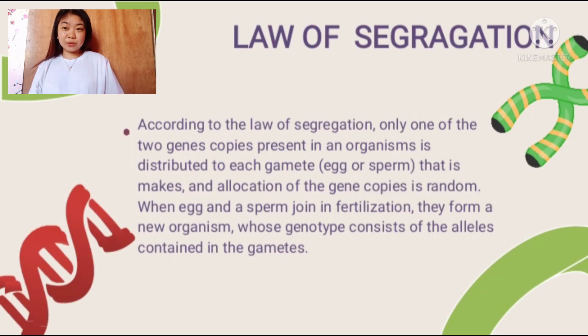Now let's talk about topic number 2, which is the law of segregation. So what is the law of segregation? According to the law of segregation, only one of the two gene copies present in an organism is distributed to each gamete, egg or sperm. That is, the allocation of the gene copies is random.